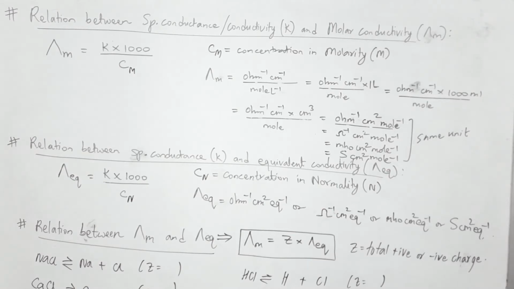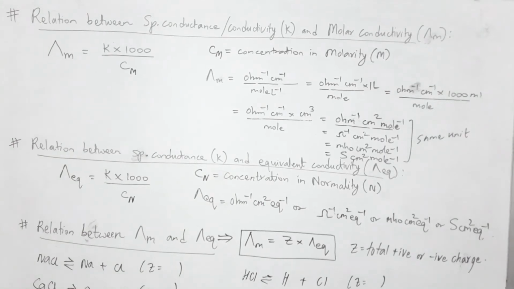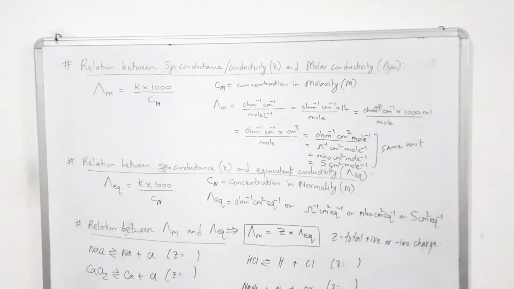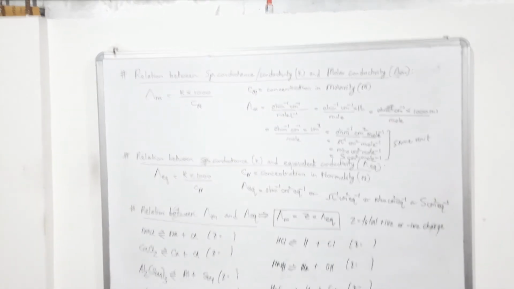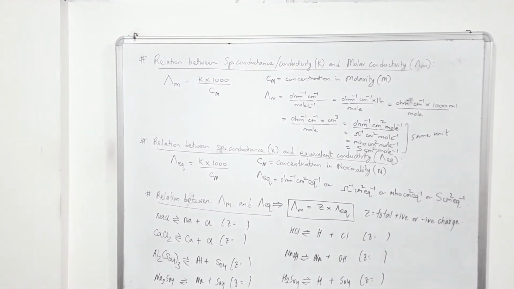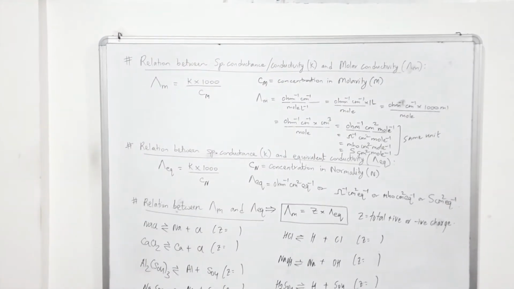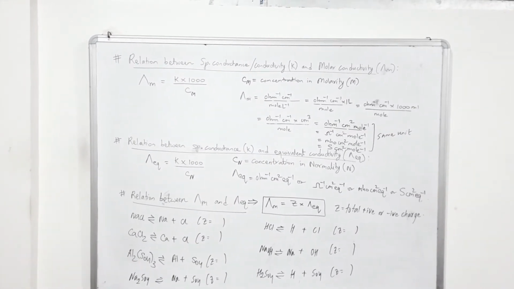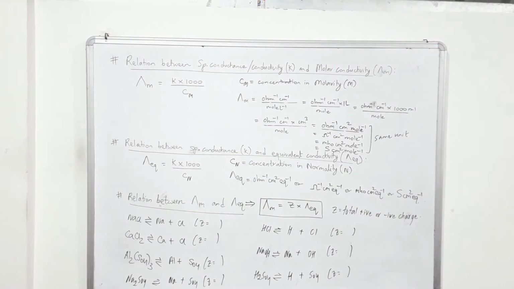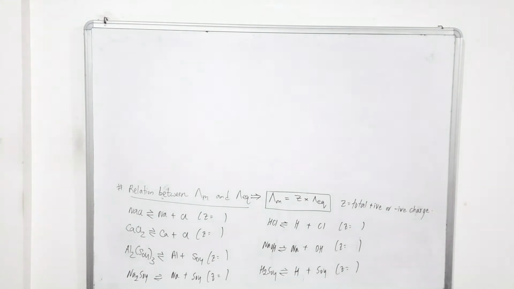Now we will see the third one, and that is the relation between lambda m and your lambda EQ. Students, please be careful about the relation between these two. Done? Now let us see the relation between lambda m and lambda EQ.